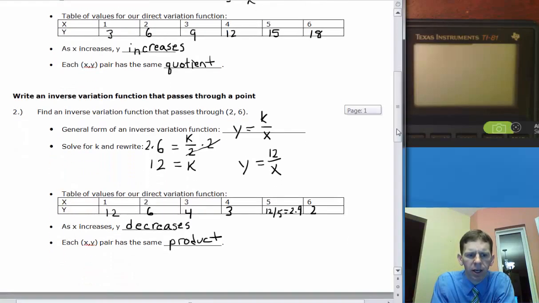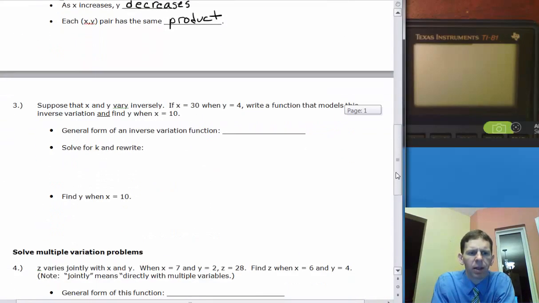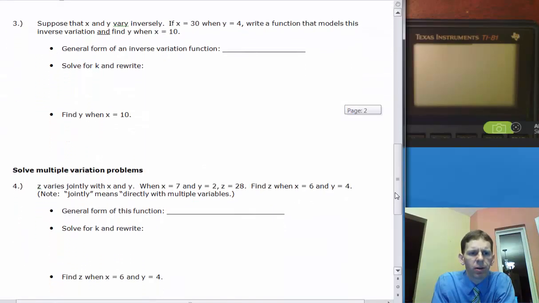So for problems that you're going to look at tonight, same kind of idea. Here's a situation where it says, suppose that x and y vary inversely. If x equals 30 when y equals 4, write a function that models this inverse variation and find y when x equals 10. Sounds like a lot of things, but it's basically the same thing that we just did.